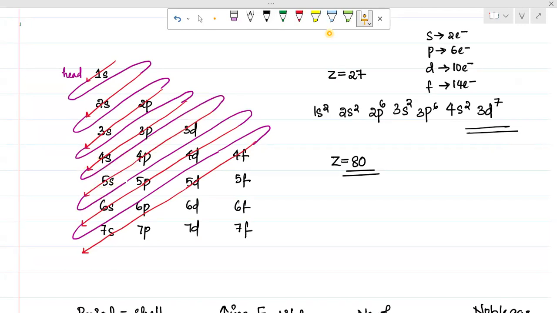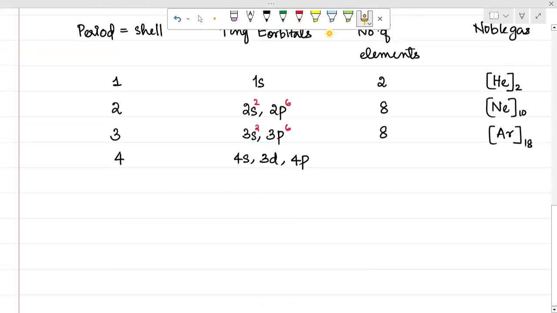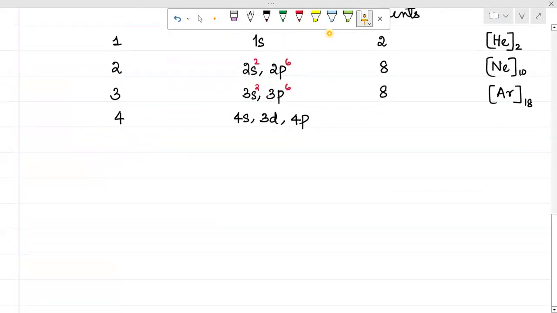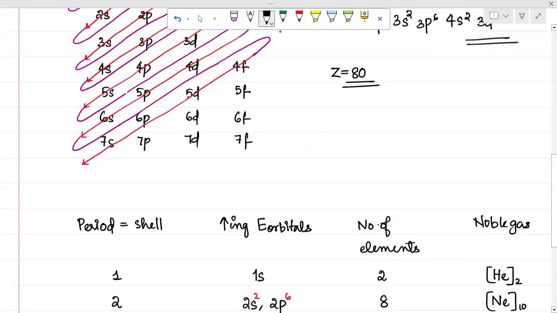So in the fourth period, you have elements where the electrons enter 4s, 3d, and 4p. Okay? 4s, 3d, 4p. So 2 plus 10, 12, plus 6, 18. So now 18 of them are there. So the next noble gas configuration would be 18 plus 18, which is 36, and that corresponds to krypton.